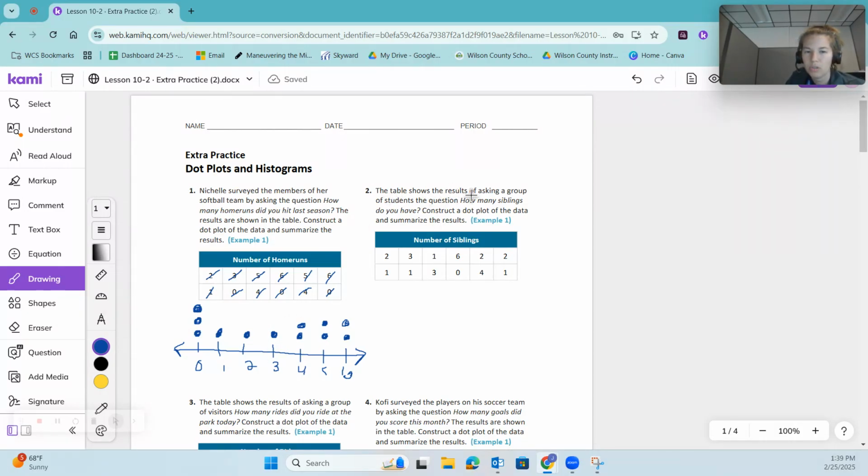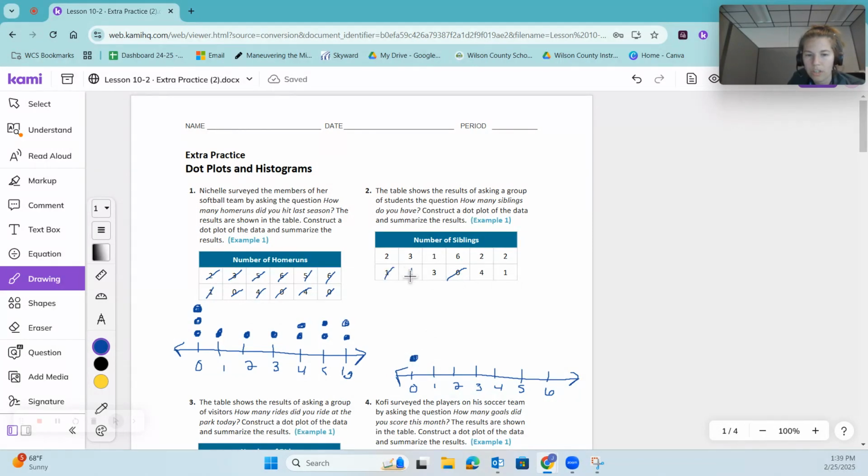The table shows the results of asking a group of students the question, how many siblings do you have? So we're talking about a group of students who all have different numbers of siblings, and we're going to construct that dot plot. Our number line still has a range of 6. So we have 0, 1, 2, 3, 4, 5, and 6. We could also do it like this. I have one person with 0.